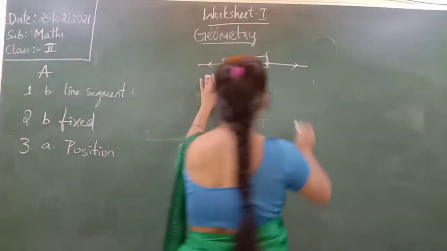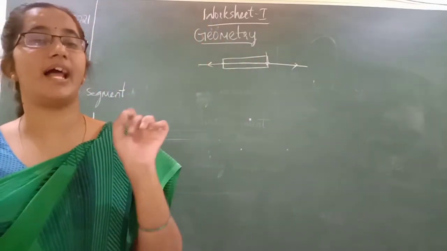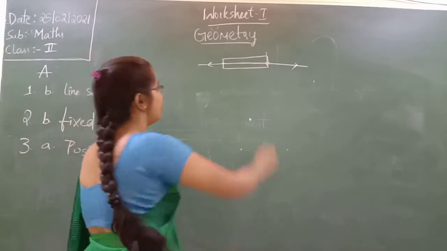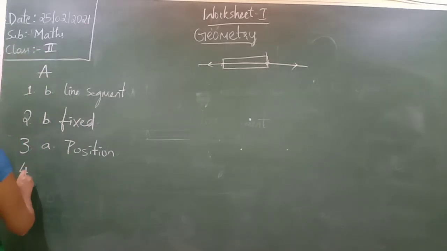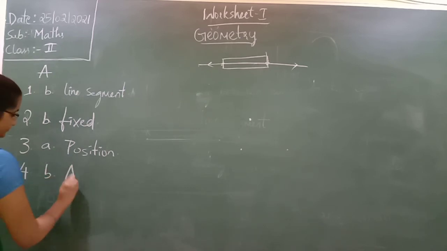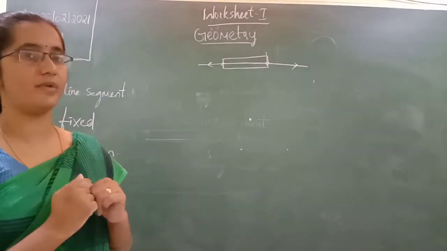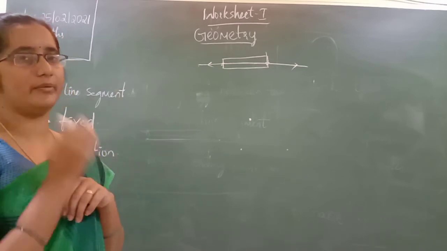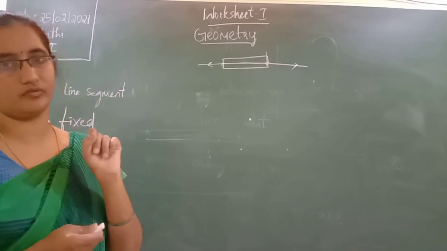Next, a line is marked by what? Arrow marks. They gave points in the question, but points are in a line segment. Here they gave a line. If it is points, it's a line segment. If it is arrows, it is a line. So the answer is arrows. Always remember, a line will have the arrow marks. A line segment will have the points, ending and starting point. A line will also have points, but we represent them as arrows because it is continuous.